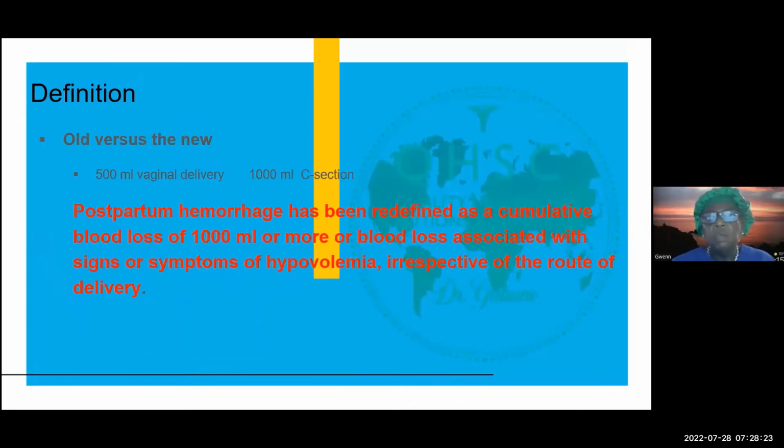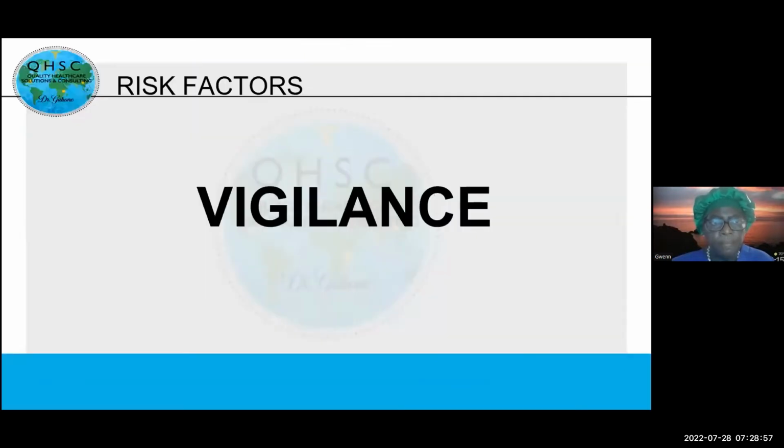So the definition there was an old versus a new. Originally, it was said that postpartum hemorrhage is identified as 500 cc's if you have a vaginal delivery within 24 hours, or 1,000 for C-sections. However, it's been redefined now to say, listen, if you have blood loss of 1 liter or more, it doesn't matter whether the patient has a vaginal delivery or a C-section. Basically, if the patient is symptomatic or hypovolemic, it doesn't really matter where the source originally was.